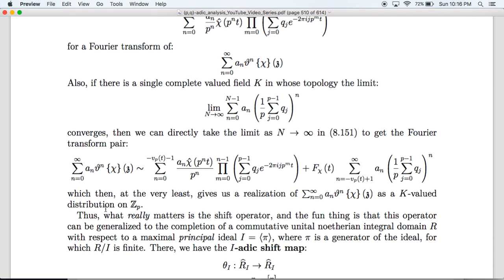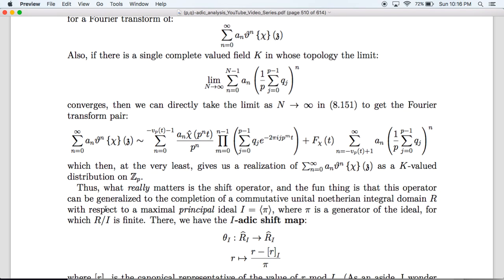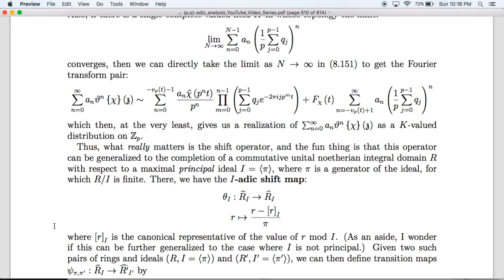Thus, what really matters is the shift operator. And the fun thing is that this operator can be generalized to the completion of a commutative, unital, Noetherian integral domain R with respect to a maximal principal ideal I, generated by some element pi. And particularly we want to require that R mod I is finite. Then we have the I-adic shift map on R_I hat. It sends r to (r minus [r mod I]) divided by pi, where [r mod I] is our choice for a canonical representative of the value of r mod I.